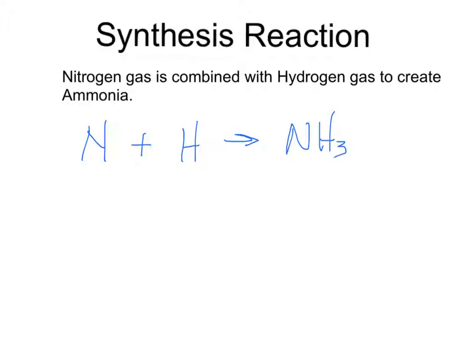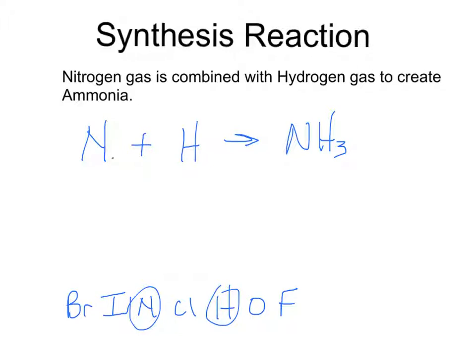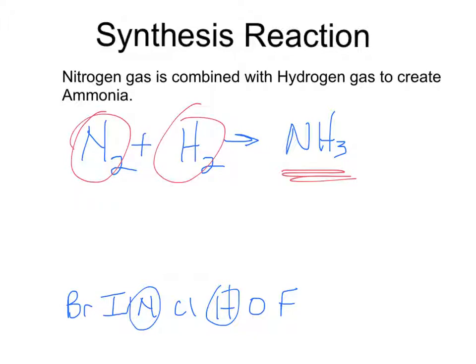Okay? Now, we have to remember here that whenever I have elements that are sitting here by themselves like this, I have to go Mr. Brinkelhoff. Brinkelhoff, let's see, that would be bromine, iodine, nitrogen, chlorine, hydrogen, oxygen, and fluorine. So right off the bat I can see that I have nitrogen and hydrogen are part of Brinkelhoff, so I know that they are diatomic molecules, and I have to write this. Now what this shows here is that I have these two elements here combining to form just one element. That's what's meant by a synthesis reaction.